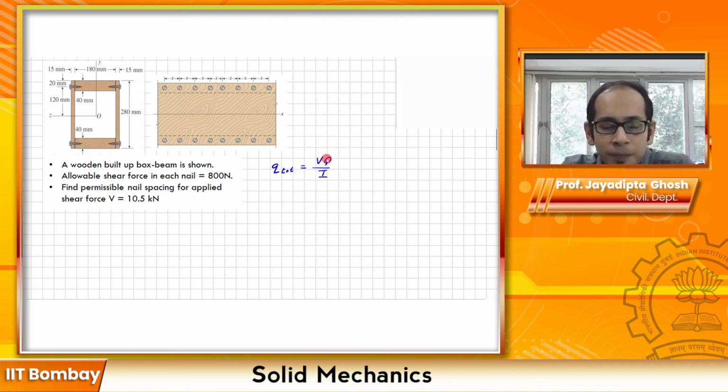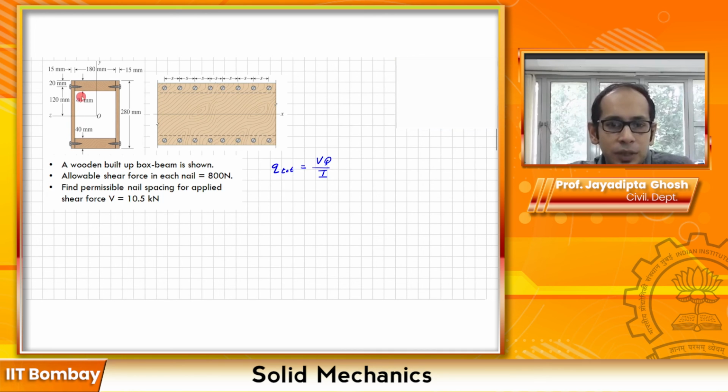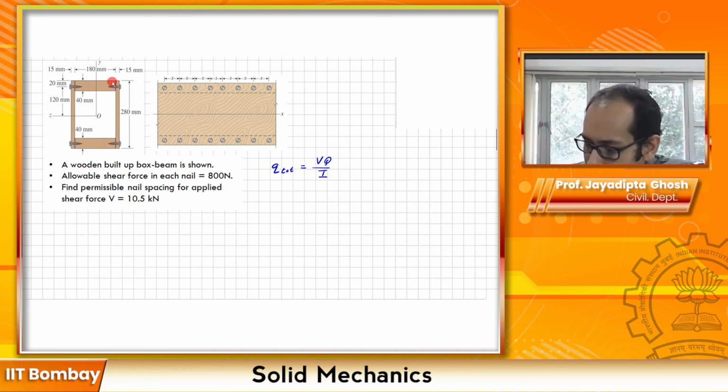Now remember that we had discussed for which area you should calculate the Q. You hold the section below the neutral axis, fix it, and apply a shear, and then you will see that this is the area which is trying to get sheared off, and essentially the nails are provided to prevent shearing of that area. So the area for which we have to calculate the Q is essentially this area over here.